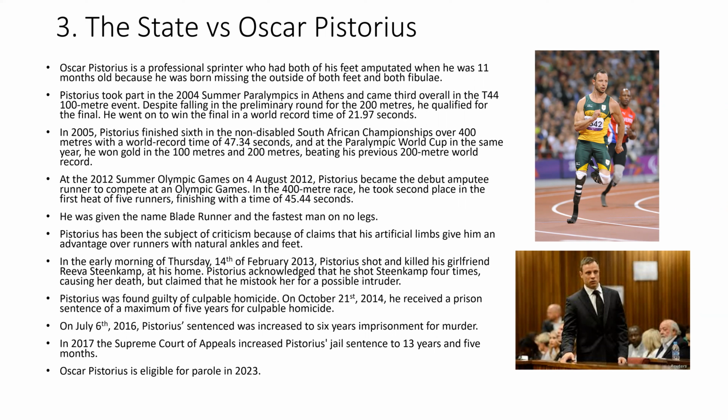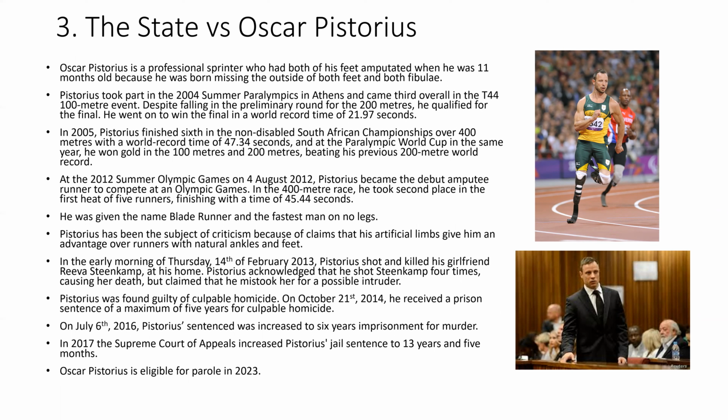On Thursday, February 14, 2013, Valentine's Day. How sad and tragic. Pistorius shot and killed his girlfriend Reeva Steenkamp at his home. Pistorius acknowledged that he shot Steenkamp 4 times, causing her death, but claimed that he mistook her for a possible intruder. Prosecution believed that there might have been some domestic situation involved, and Pistorius just murdered her out of rage.